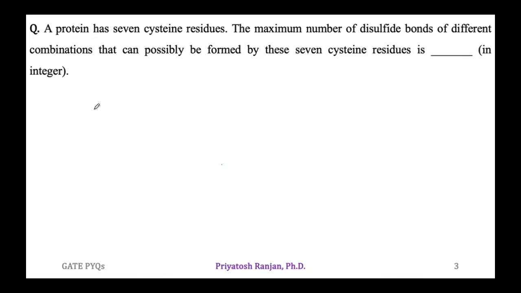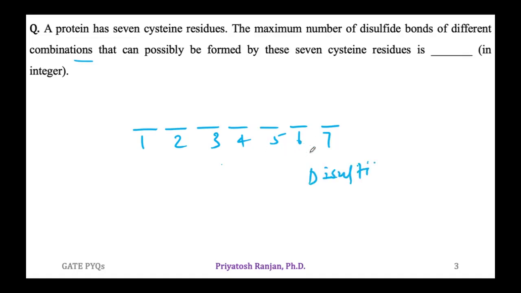So it's given in the question, there are 7 cysteine residues, 1, 2, 3, 4, 5, 6, 7, and we need to find out the maximum number of disulfide bonds of different combinations. So let's give these cysteine moieties number 1, 2, 3, 4, 5, 6, 7. As I discussed in my previous slide, for the formation of a disulfide bond, there is a requirement of 2 cysteine moieties.